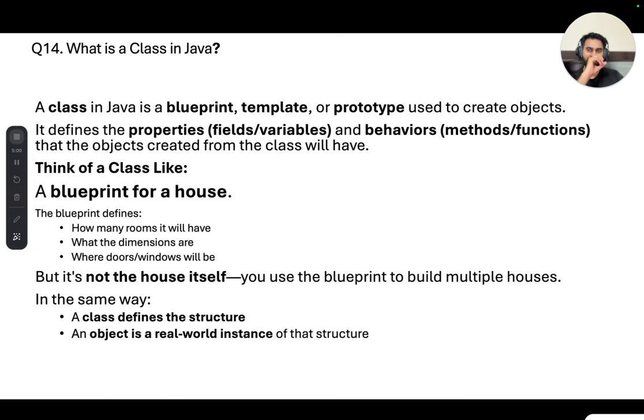Next is, what is a class in Java? Basically, a class in Java is a blueprint, template, or prototype used to create an object. It defines the properties and the behavior that the object created from the class will have.